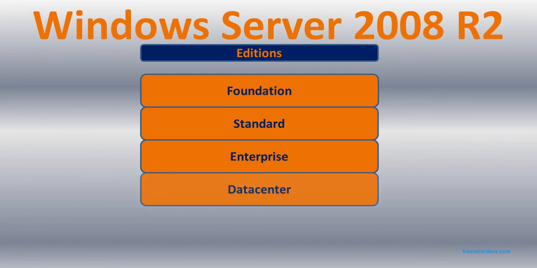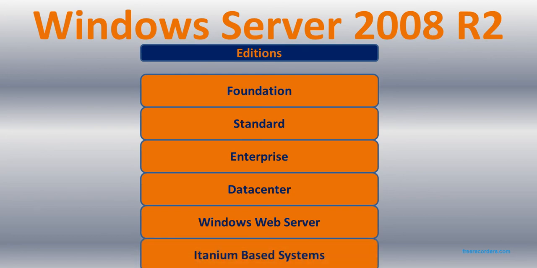Now, the Data Center Edition of Windows 2008 R2 is an OEM. It's a special edition of Windows called OEM. What that means is that you can't just walk into a store and buy a license of Data Center. Data Center comes pre-installed on only approved hardware. The next edition of Windows is Windows Web Server, designed to be a web server, host websites, and that's really it. Finally, we have the Itanium-based systems edition.